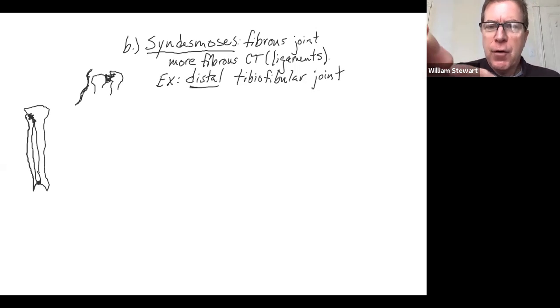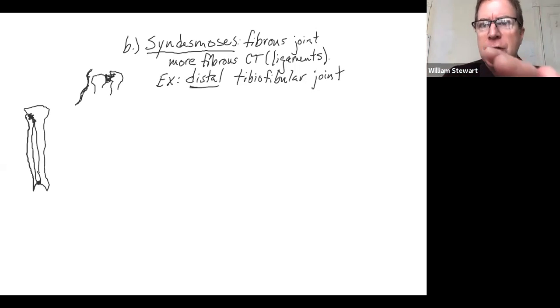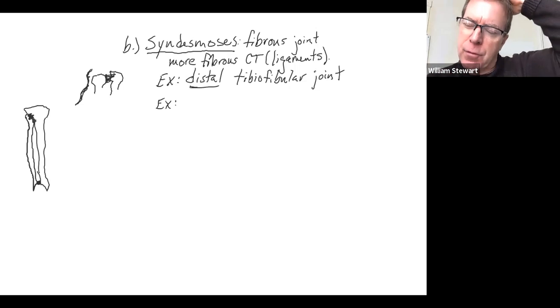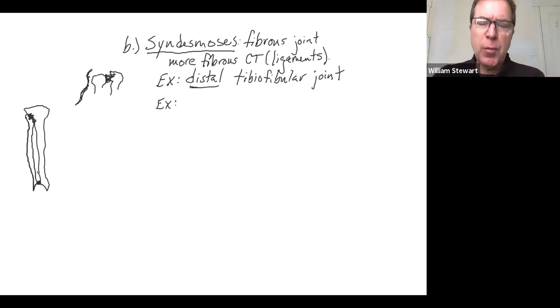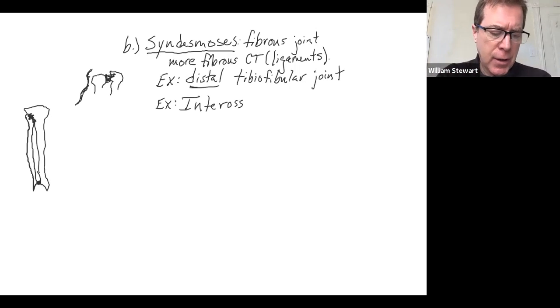Now, there are other places in the body where this occurs. That's just one example. Between the radius and ulna in the forearm, those are typical syndesmoses joints as well. In your book, this is where the categorization differs from author to author or resource to resource. In your book, the interosseous membrane is also considered one of these syndesmoses joints.